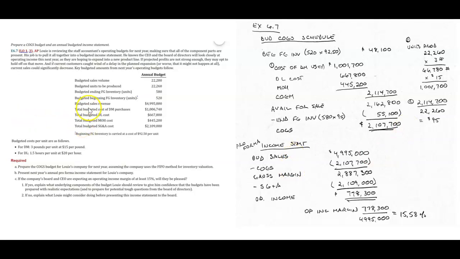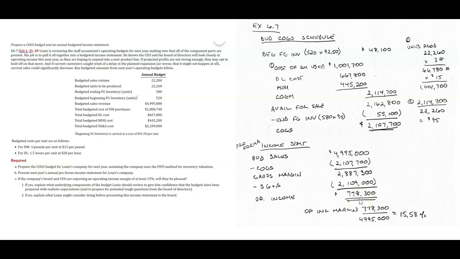Now here we've got a pro forma income statement. Our budgeted sales revenue is $2,949,000, and then cost of goods sold is, where is it, here it is. We just calculated it, $2,107,700. That gives us a gross margin of $887,300, minus selling, general, and administrative costs, which they're saying is $109,000, and that gives us operating income of $778,300.